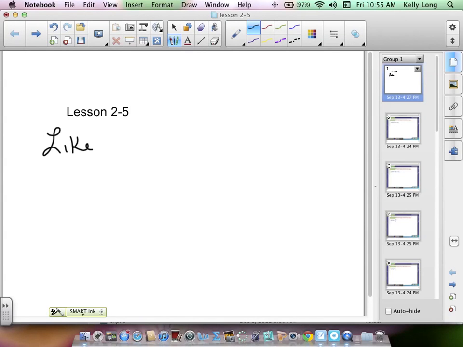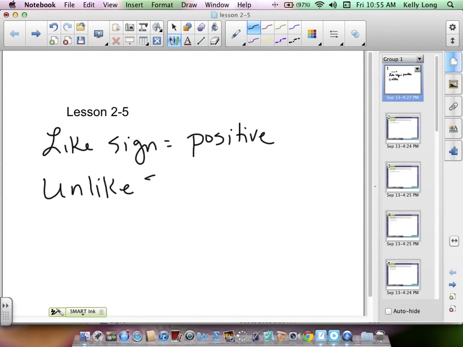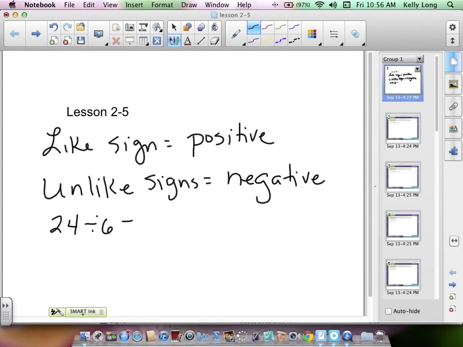Like signs equals a positive answer. Unlike signs equals a negative answer. Okay, for your examples to put down at the bottom part of your foldable, do 24 divided by 6, like signs, so my answer is going to be a positive 4. Again, you've been doing that since 3rd grade.